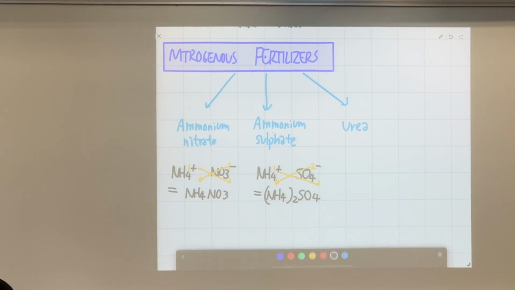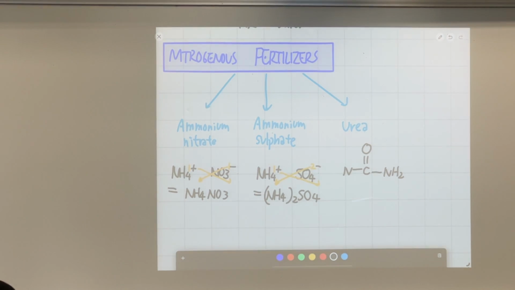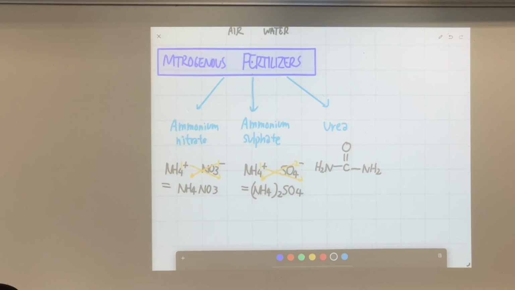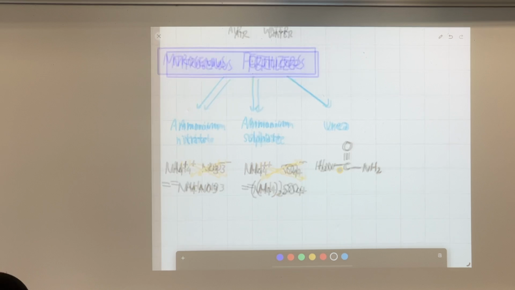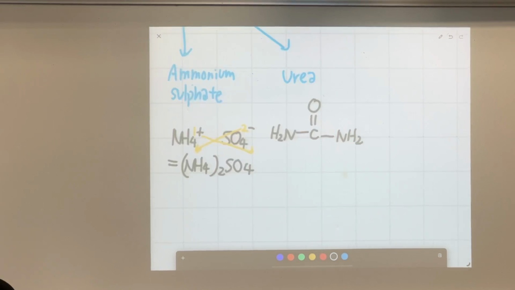For urea, I prefer drawing the structure. It's CO with 2 NH2 groups on the side. What do you call an NH2 group? Amine. Yes, with an N. You can argue that this is an amide because it has C-O-N. But if I just refer to the NH2 group, it's an amine group. So this should be an amine, or amide, because it has CON. And what is the class of this amine?